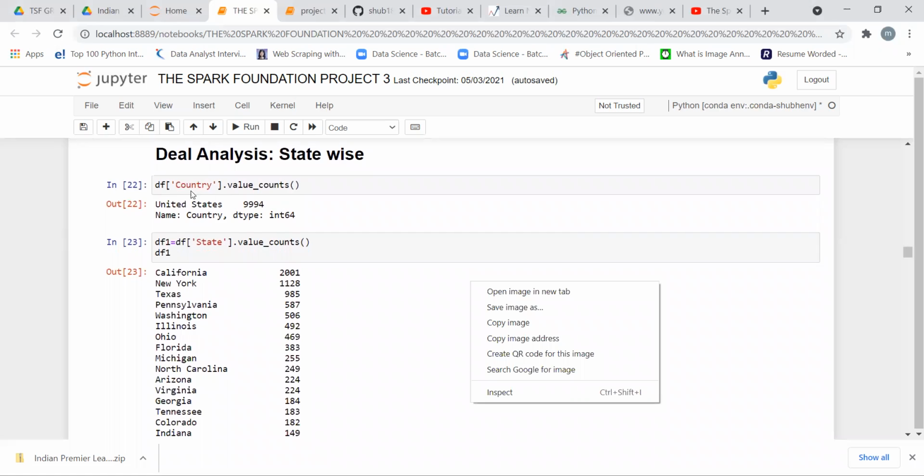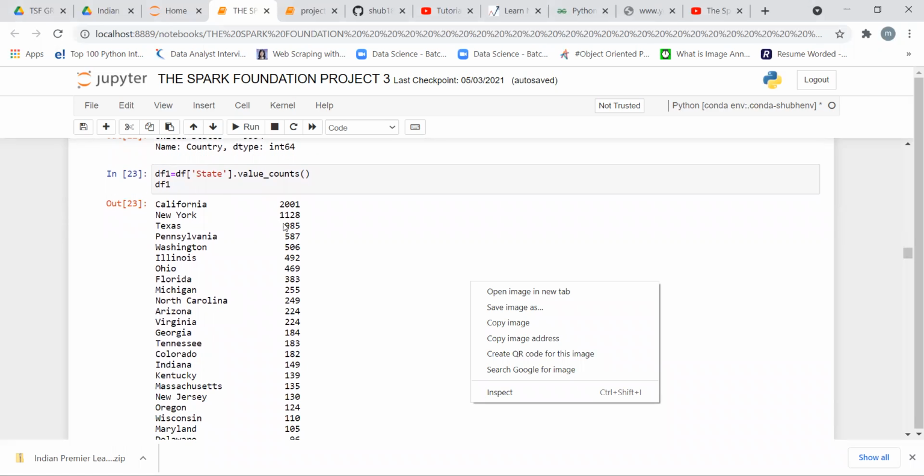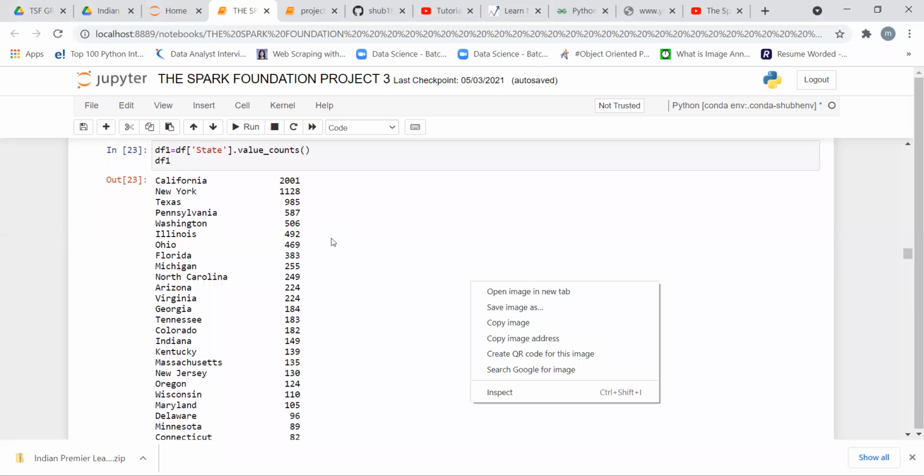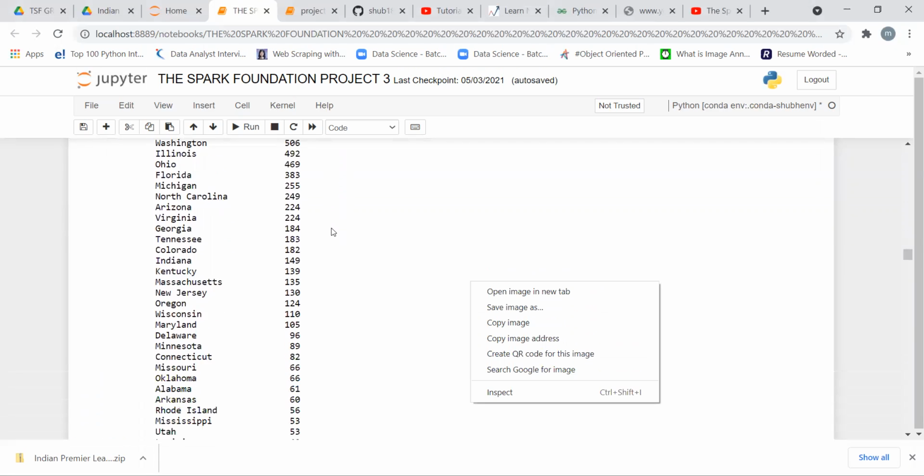Then we use deal analysis in terms of state. We use df country and count the values. The data set is 994 and the country is United States. Then we use state and count the value of each state: California is 2001, New York is 1128, Texas is 985, Pennsylvania is 587, and so on.